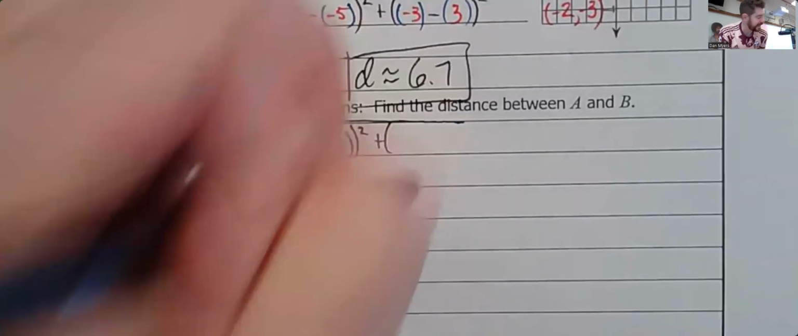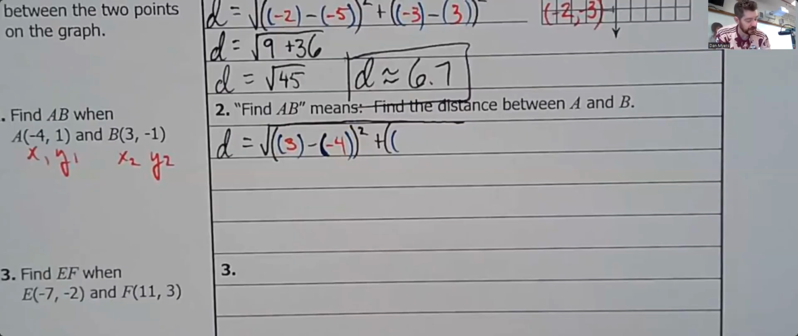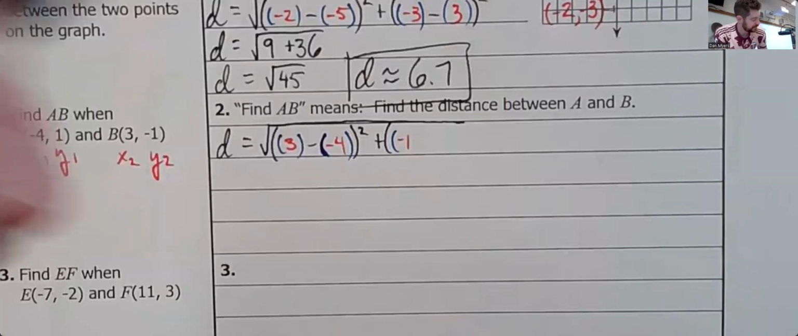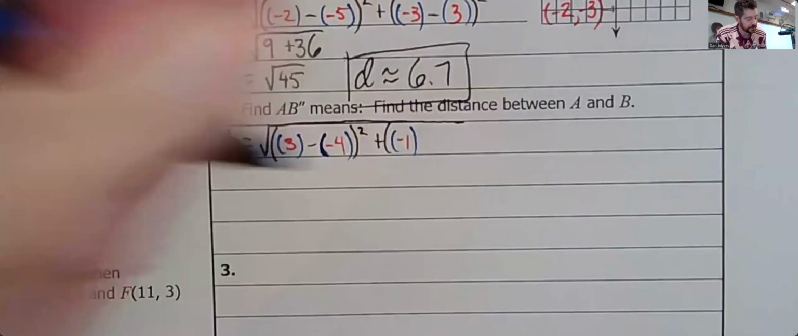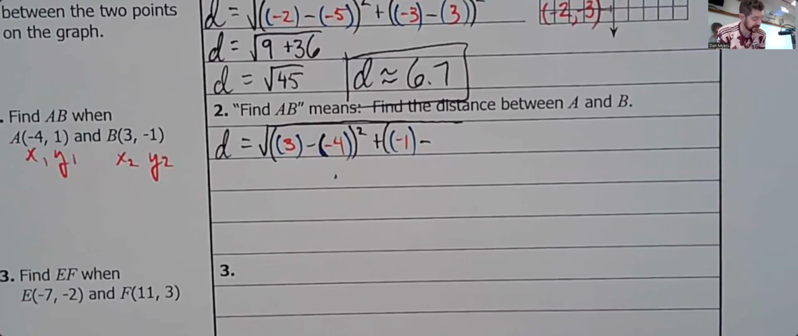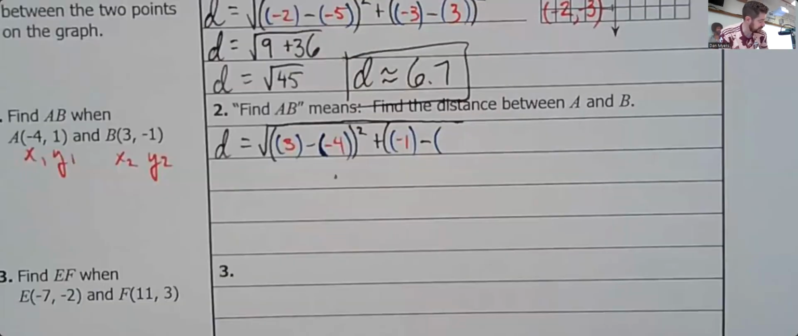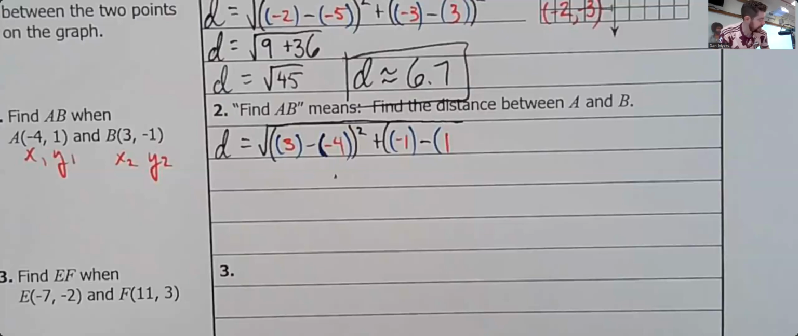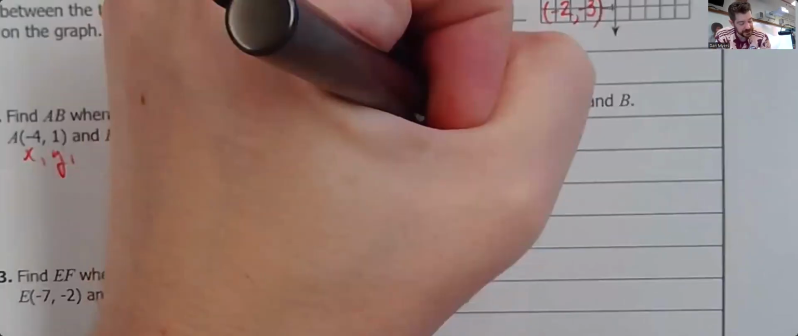And then we're going to add to that the value of y2, which is -1, minus the value of y1, which is +1, so -1, and then 1. Close off the smaller one, close off the larger one, and square it.